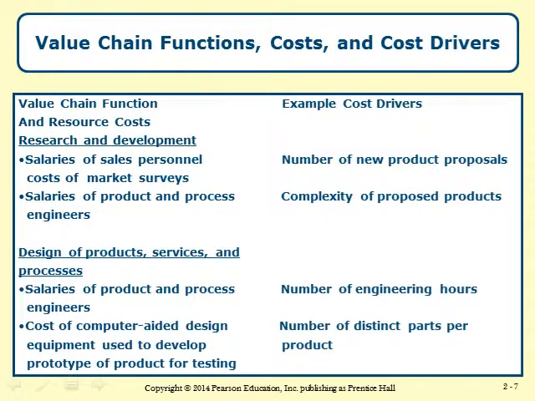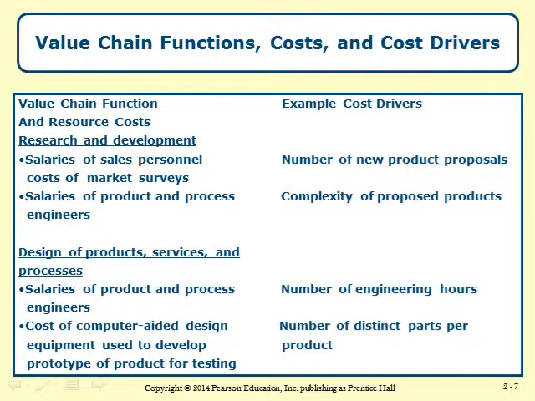So if we look at the value chain and example costs, we see things like research and development, which include salaries of personnel and cost of market survey and salaries of product and process engineers. Or we can look at the design of product, services, and processes, which include the salaries of product and process engineers, or the cost of computer-aided design equipment used to develop prototypes of product for testing. Further, we can also look at production, which include costs such as labor wages, supervisory salaries, or maintenance wages, depreciation of plant, property, and equipment, and energy costs.